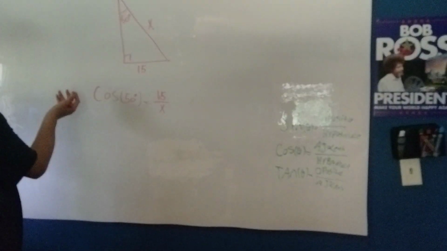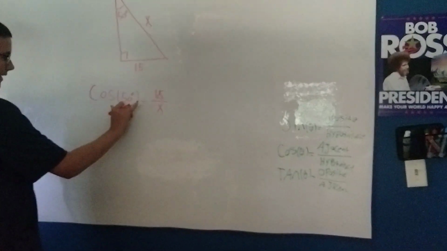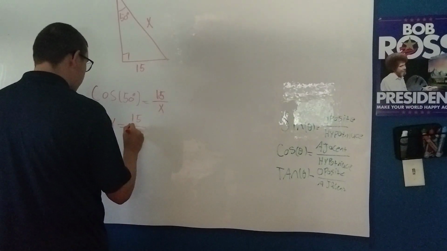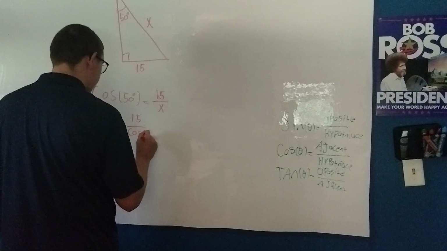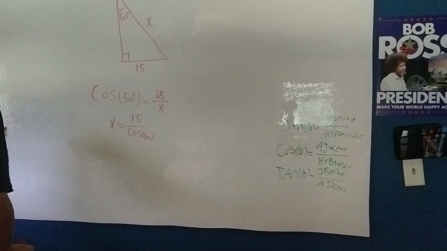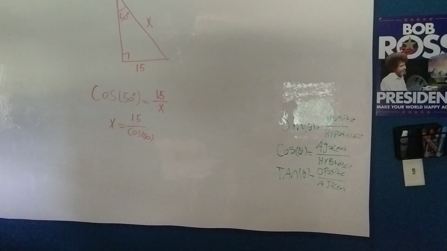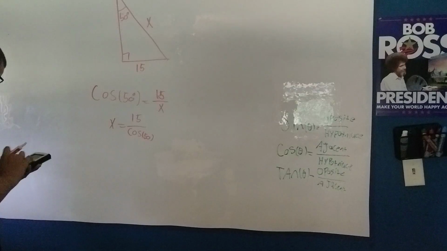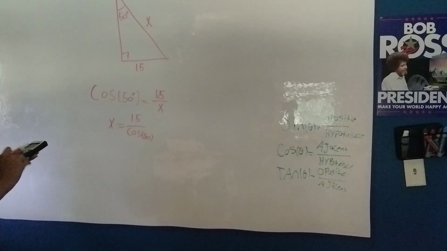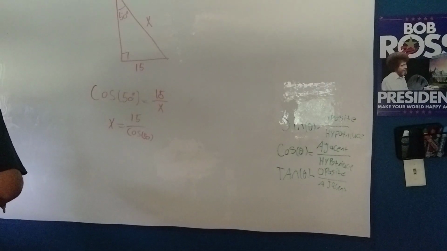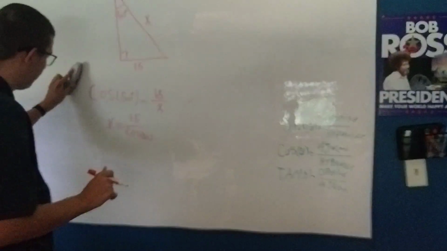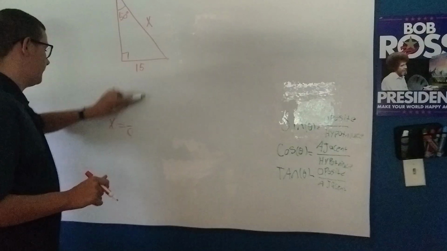We multiply by x and bring the cosine over again, so we can kind of just swap these places. We get x equals 15 over cos 50, like that. And you plug that into your calculator and you get 19.58, right? 15 over cosine 50, and you get, not that. I did something wrong. I don't know, I was trying to go too quick, but it's all right.